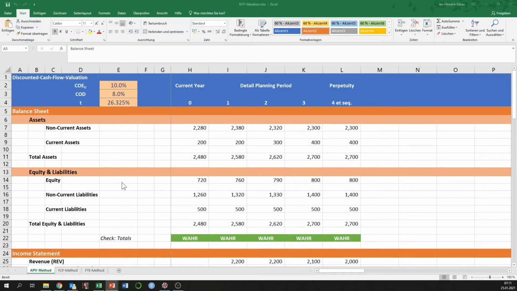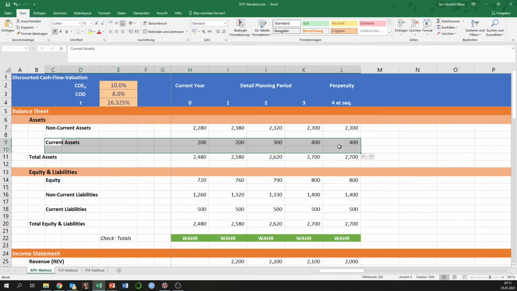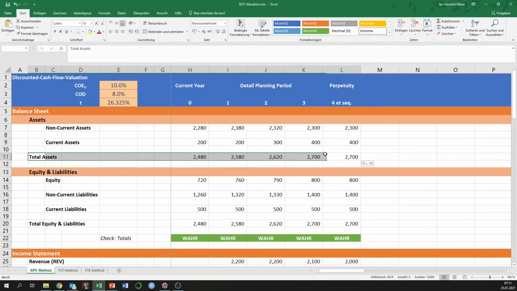Okay, having arrived in Microsoft Excel, you see I've put everything on one sheet. So we see the cost of equity, which is given here, assumingly 10% derived by the capital asset pricing model. The cost of debt, which is 8%, and the tax rate, which is the typical German combined tax rate, Körperschaftsteuer, and so on and so forth, Gewerbesteuer, 26.325%. We see a simplified balance sheet here with the non-current assets and the current assets, and of course both together will give the total assets.